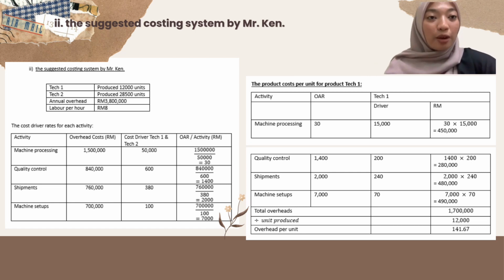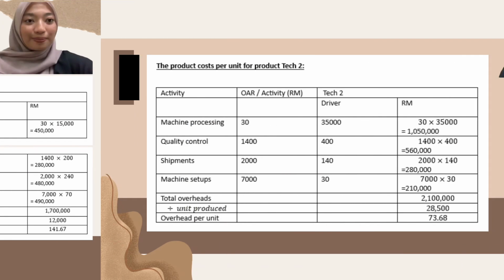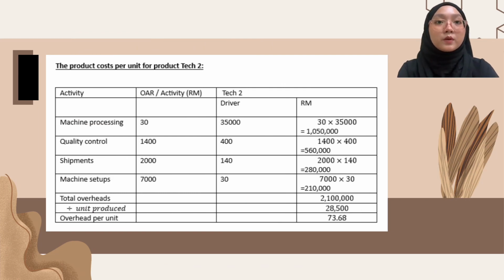So, we need to find the overhead per unit. The formula is total overhead 1,700,000 divided by the units produced, which is 12,000. And the answer of overhead per unit is 141.67. Now we want to find the product cost per unit for product Tab 2.